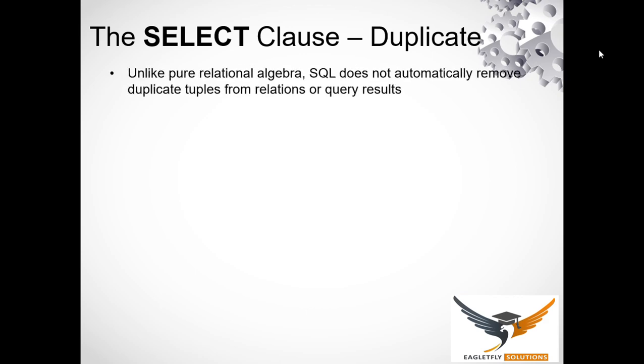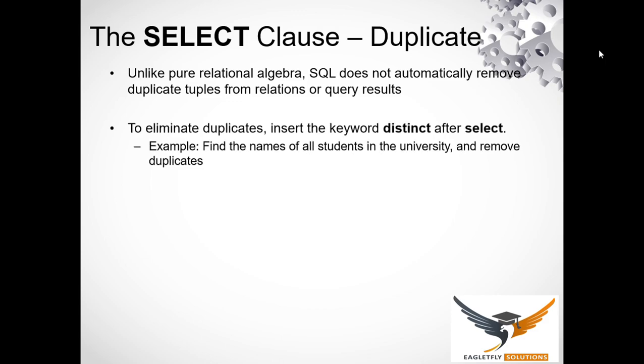And then we have the select clause. Unlike pure relational algebra, SQL does not automatically remove duplicate tuples from relations or query results. To eliminate duplicates, insert the keyword distinct after select. For example, find the names of all the students in the university and remove duplicates. We need to write select distinct name from student.